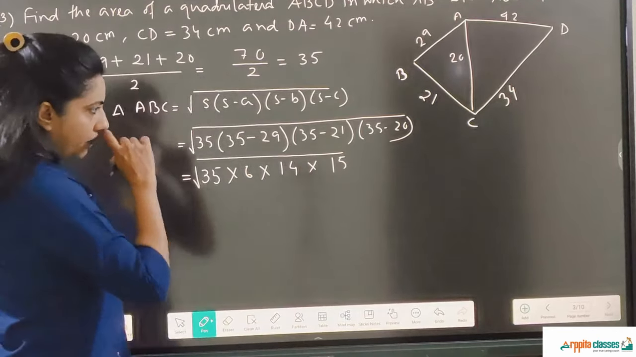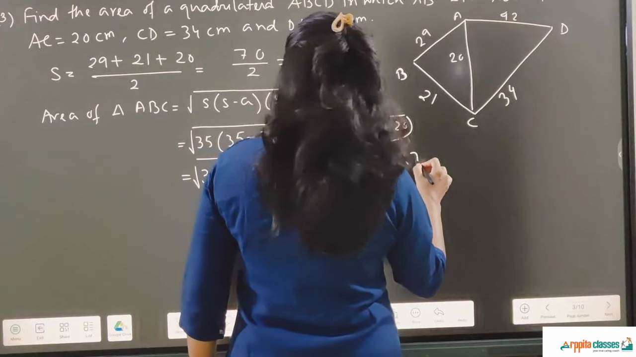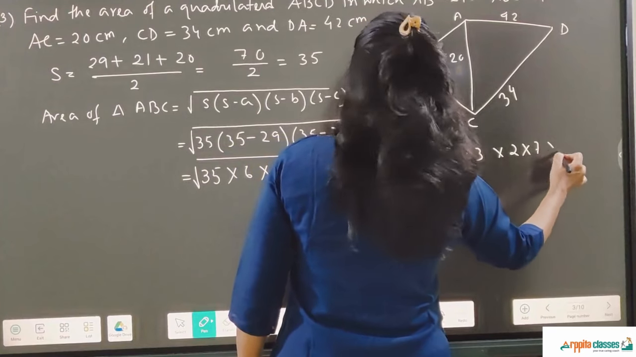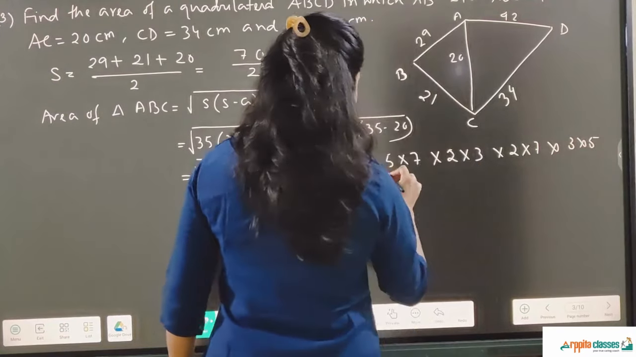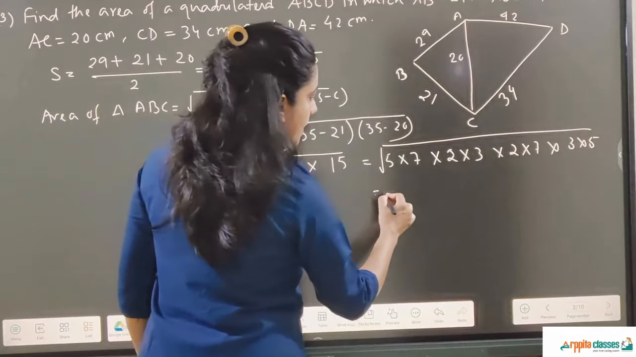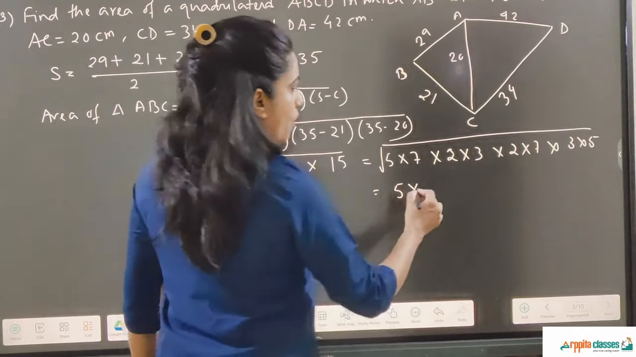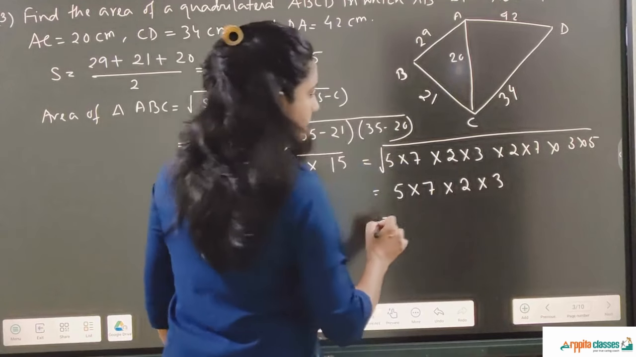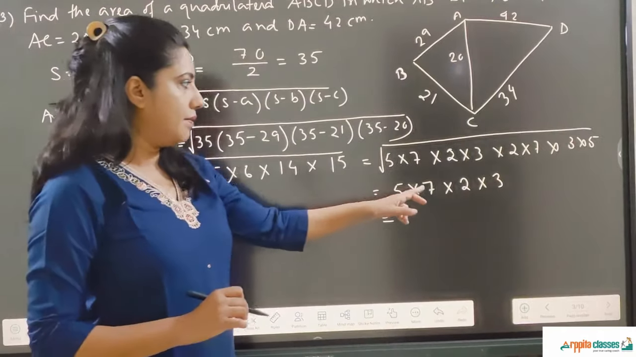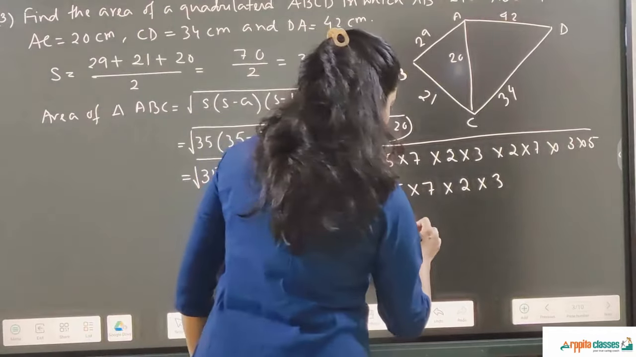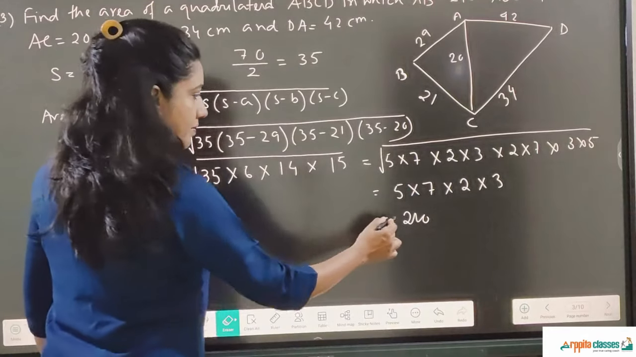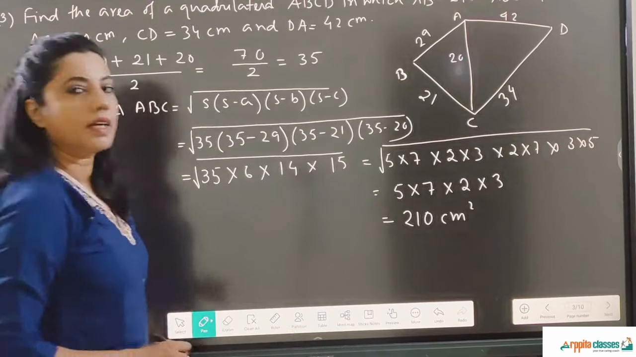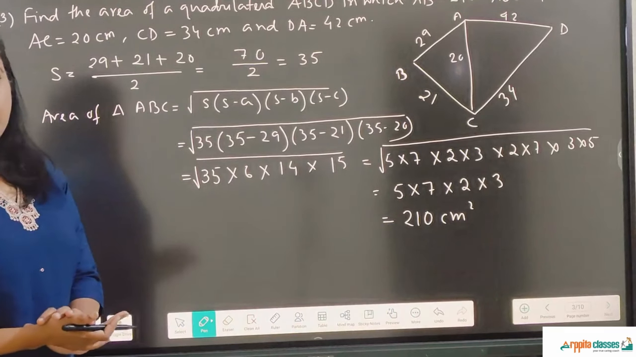So now 35 can be written as 5 into 7, 6 is 2 into 3, 14 can be written as 2 into 7 and 15 is 3 into 5. So now we can see from here there are 2 5s, so 1 5 will come out. There are 2 7s, 1 7 will come out, 2 2s, 1 2 will come out and 2 3s, 1 3 will come out. So this is 5 7s are 35, 35 into 2 is 70, 70 into 3 is 210. 210 centimeter square. This is the area of ABC.